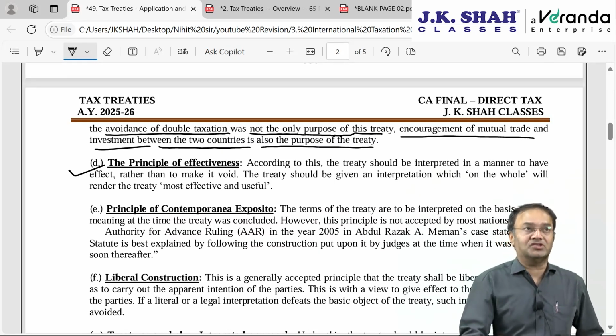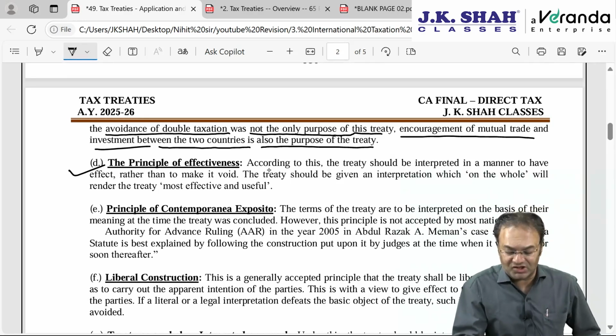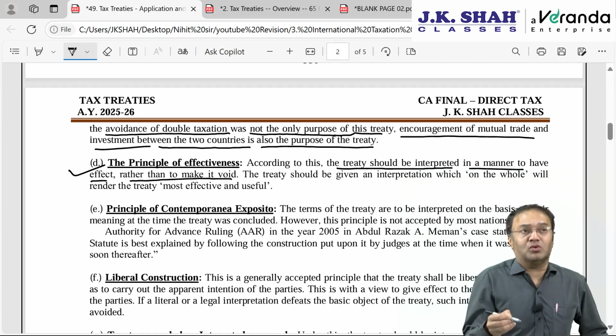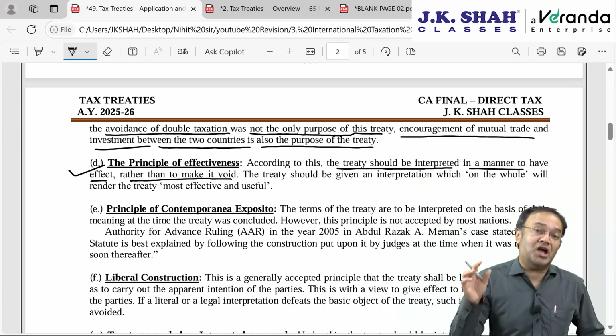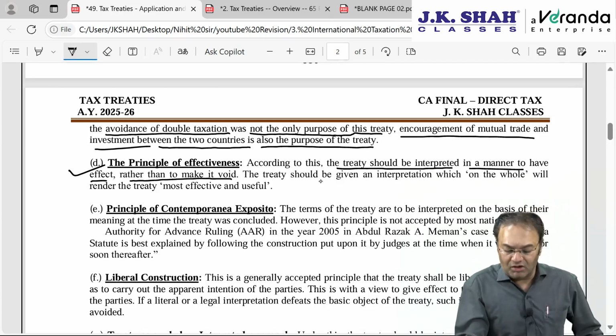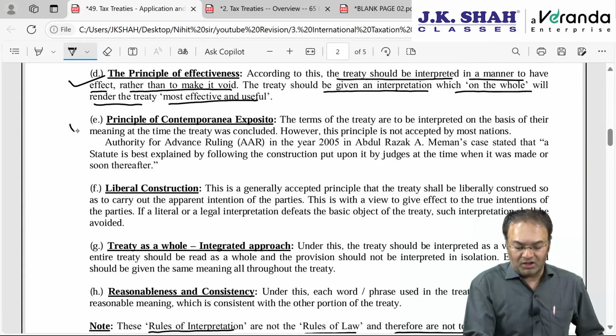Principle of effectiveness. This is very straightforward. The title and the contents are matching. According to this, the treaty should be interpreted in a manner to have effect rather than to make it void. The treaty should be understood in the right sense so that it actually becomes effective rather than ineffective. The treaty should be given an interpretation which on the whole will render it most effective and useful. Next point is the principle of contemporanea exposito.